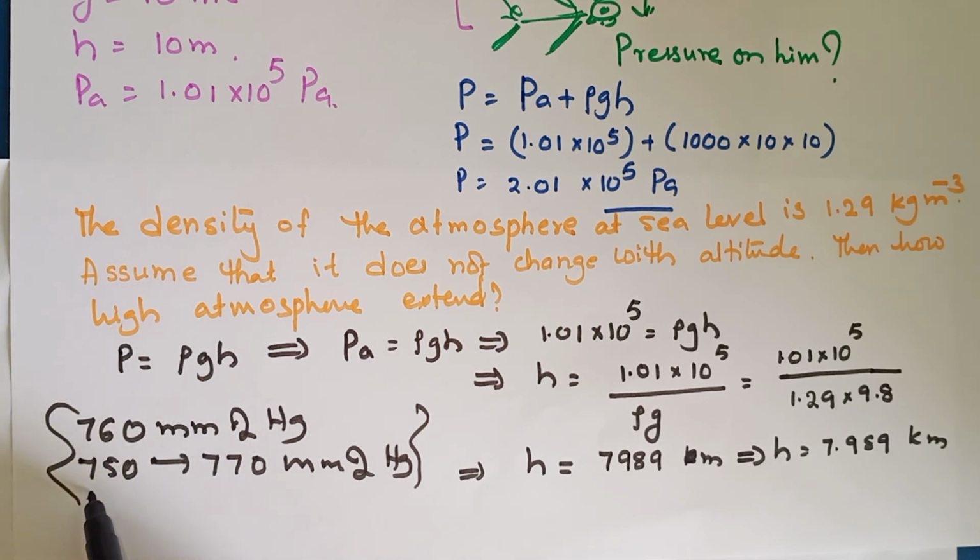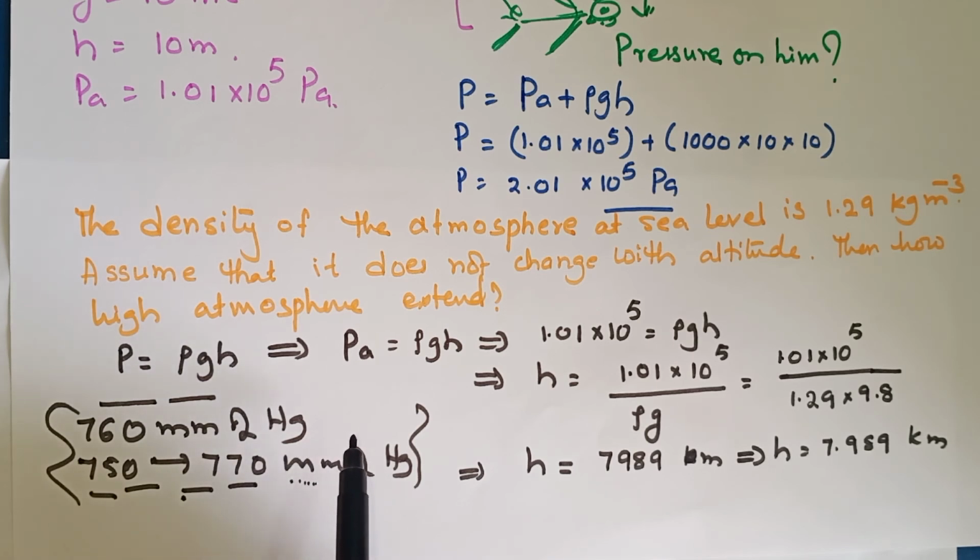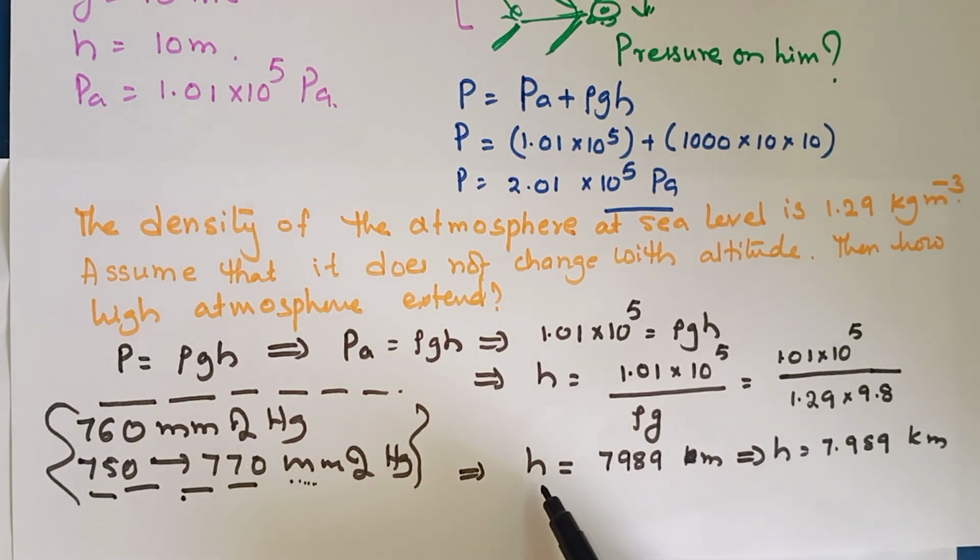So when a storm is approaching, the pressure drops, for example by 10 mm of Hg, which is a sign of an approaching storm. So pressure plays an important role in predicting storms and other things. Okay, so in this idealized case the atmosphere extends over about 8 kilometers.